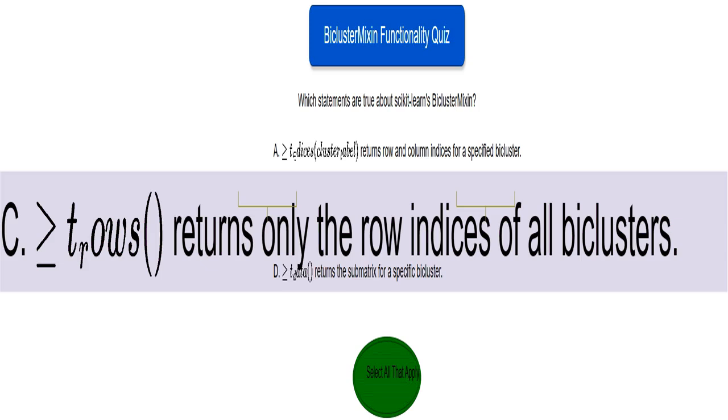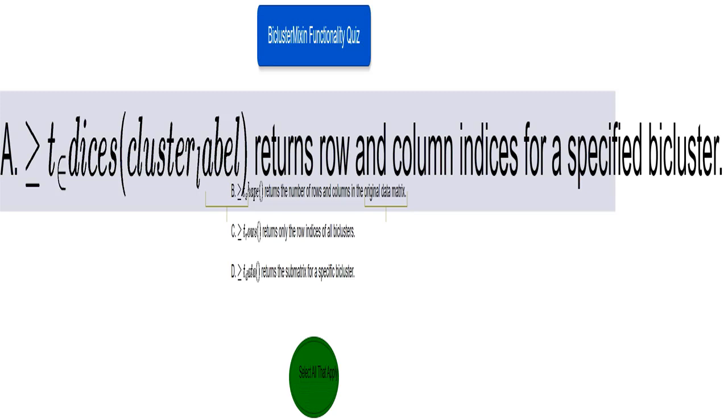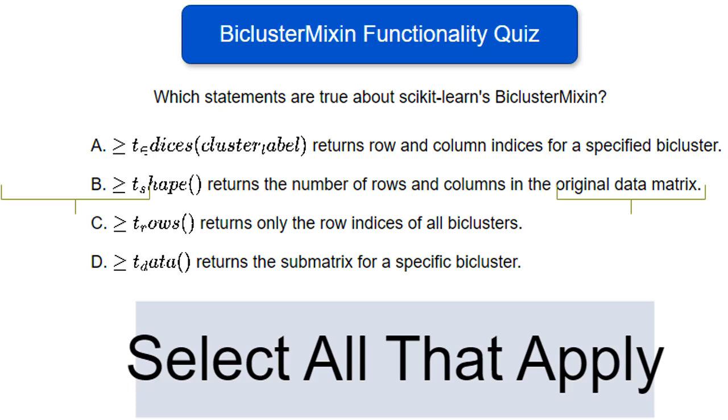Let's find out. This statement is about the _get_shape method. It asks whether the method gives the dimensions of the entire dataset before biclustering or perhaps only the bicluster's dimensions. We need to examine this carefully. This instruction tells us that multiple options from the quiz question may be correct. We must carefully consider each choice to select all the accurate ones.